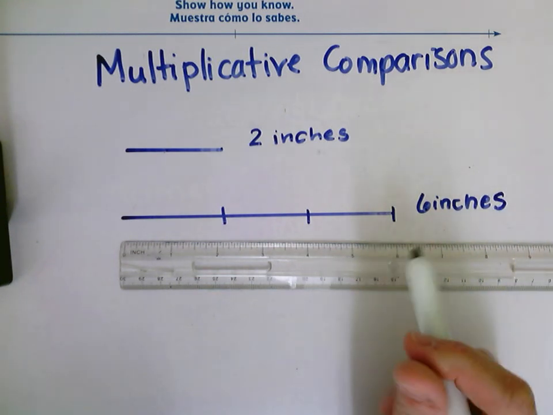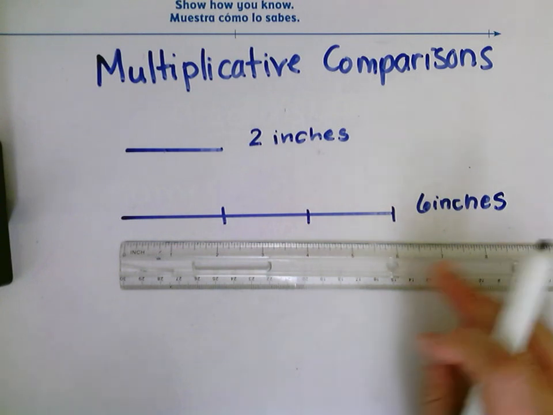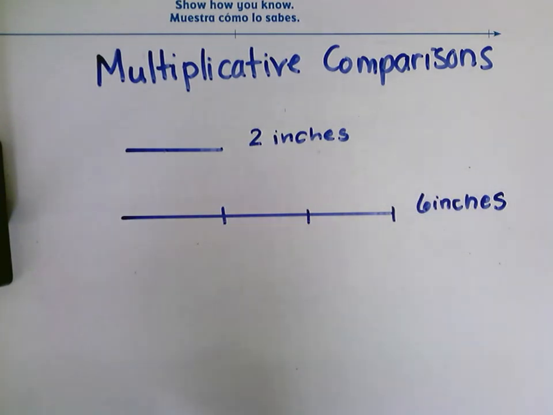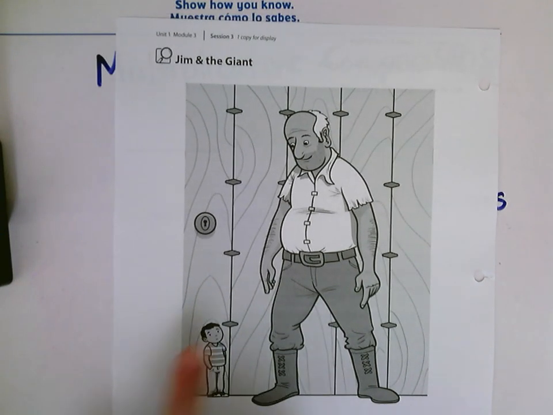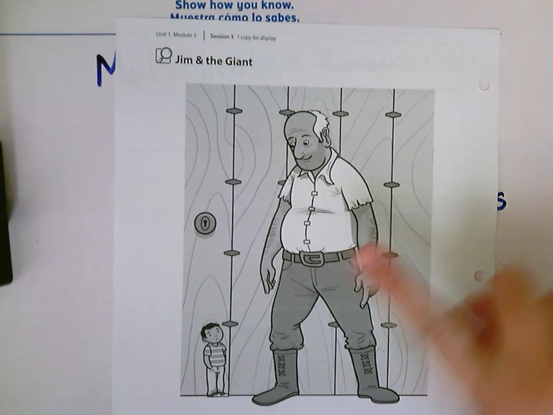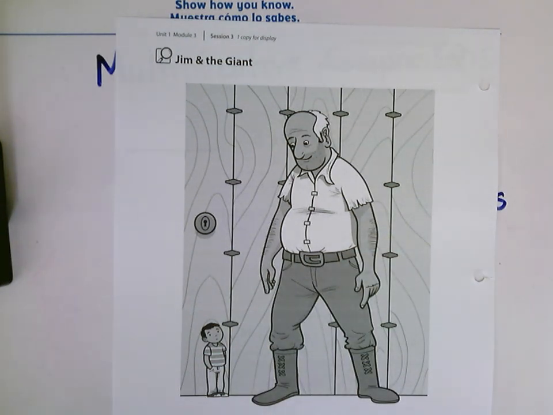All right. In today's lesson, we're going to work with Jim and the giant. So let's take a look right here, Jim and the giant. Take a second to look at this picture. Here is Jim, and here is his friend the giant. What do you notice about Jim and the giant?